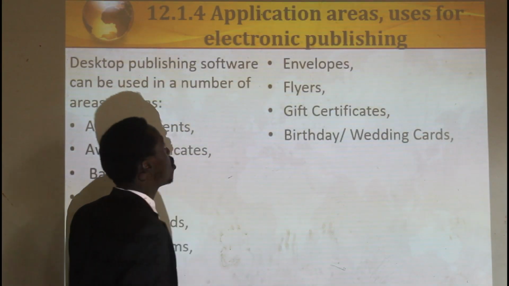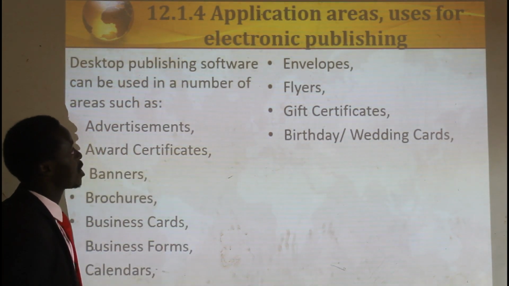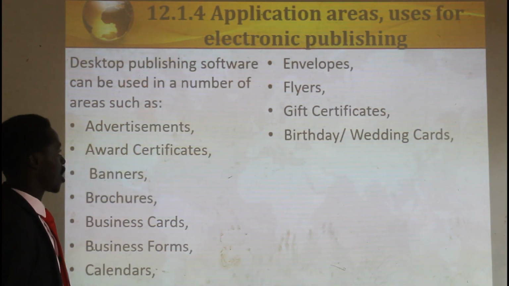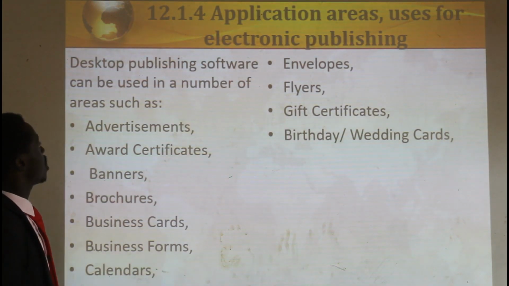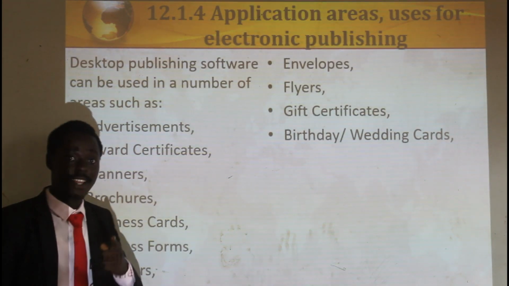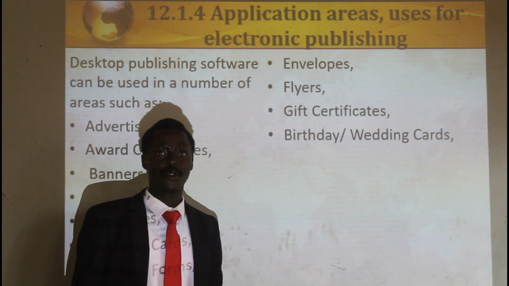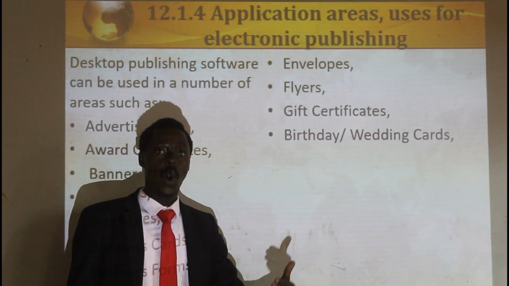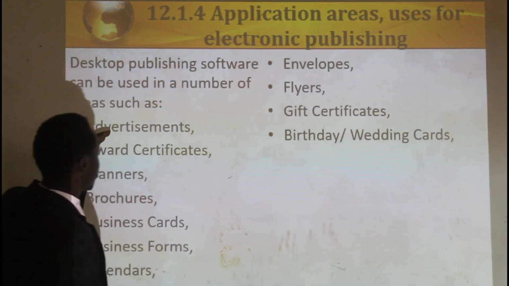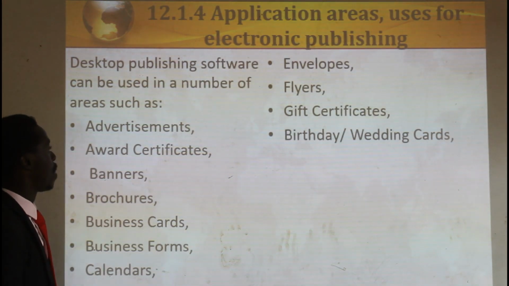So I want us to resume with the other objective of the introduction to electronic publication, which discusses the application areas and uses for electronic publication. Desktop publishing software can be used in a number of areas, and this question is always examined. Like I had said, the very first question you will meet is to define the term electronic publishing software, and then give five examples of electronic print publication.